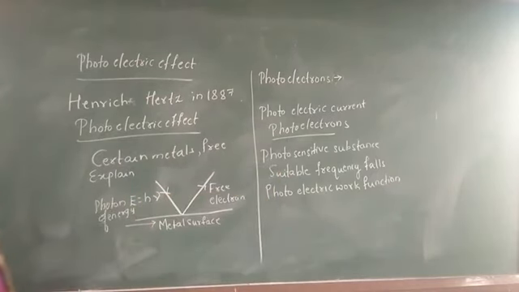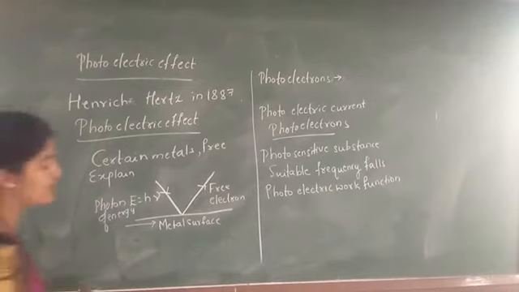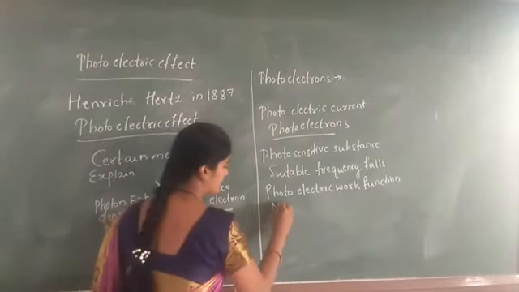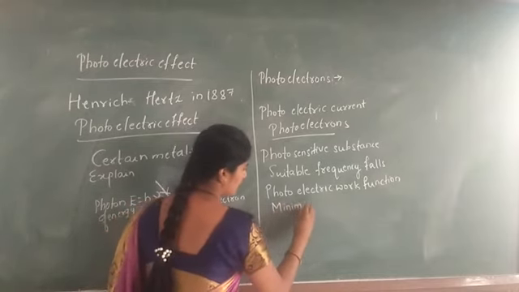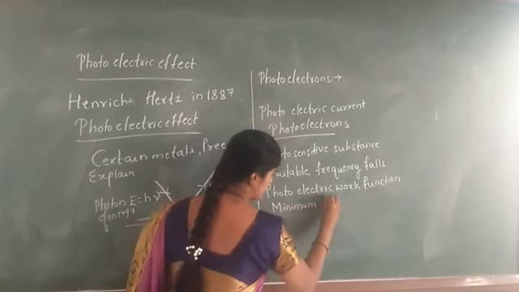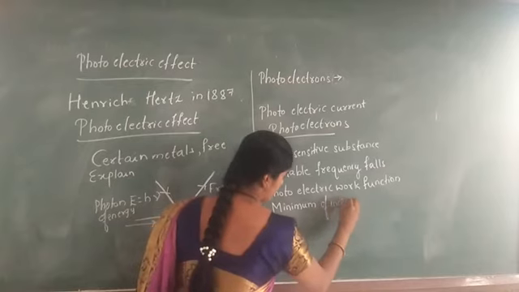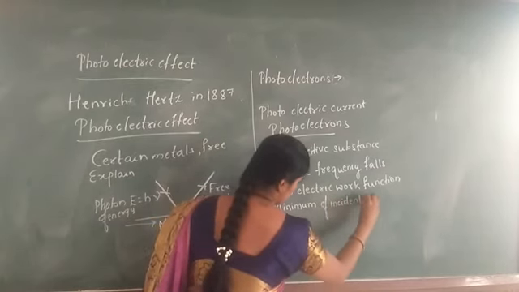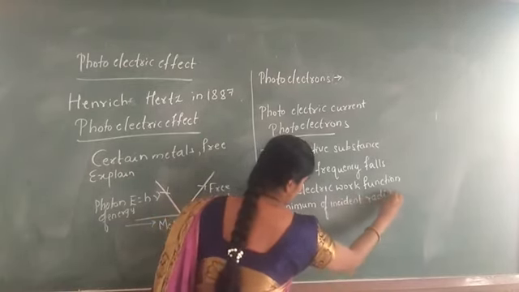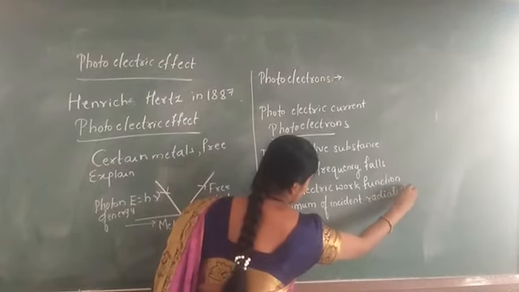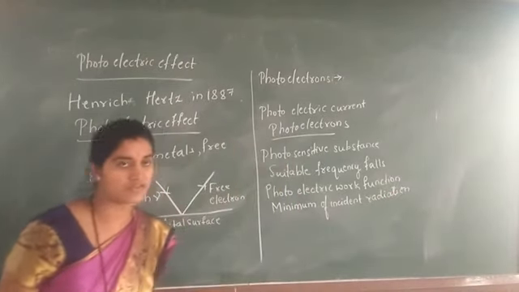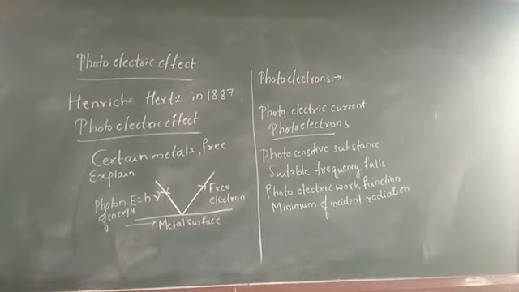It can be defined as the minimum energy of the incident radiation which is made to fall on the electron, and it is called the photoelectric work function.